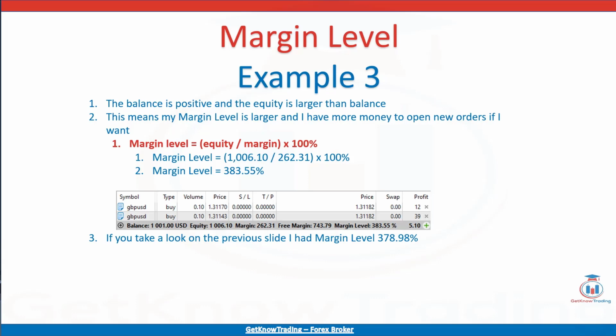383.55%. If you take a look at the previous slide, I had margin level 378.98%. You see that my positive trades have increased the margin level and immediately I have more space for current orders or if I want for new orders. This is all about margin you need to know. It is explained with a few formulas, but you do not need to bother with them, because it is all automatically calculated for you. The only thing you need to pay attention to is to have profitable trades.